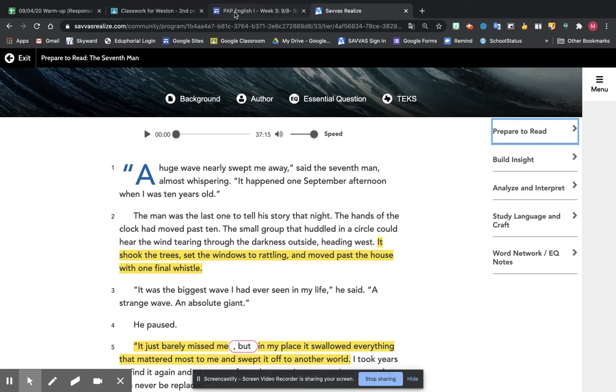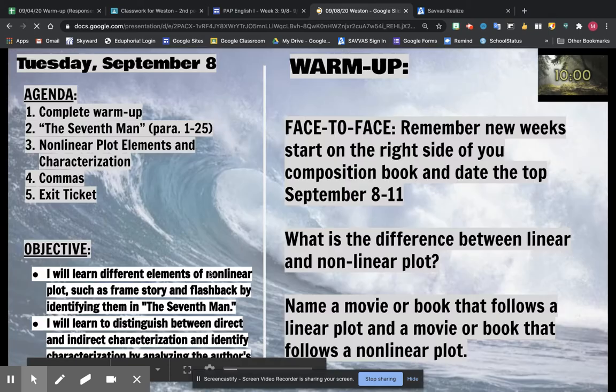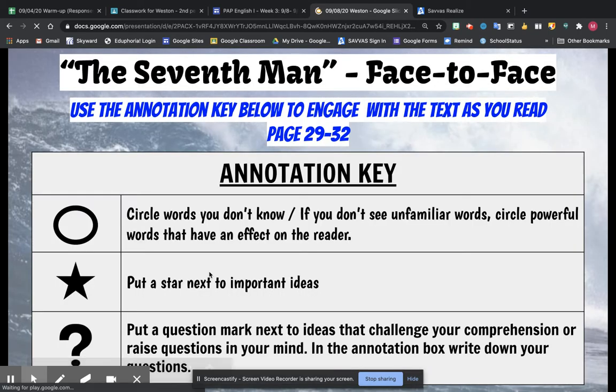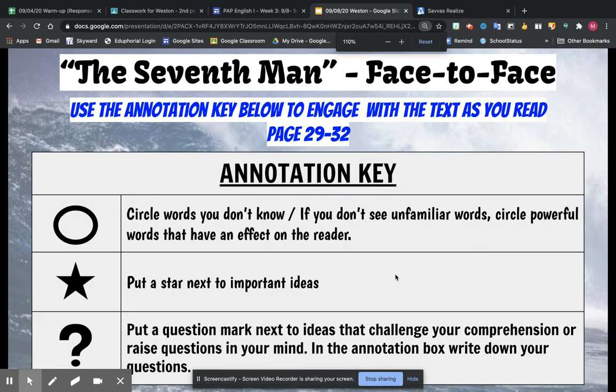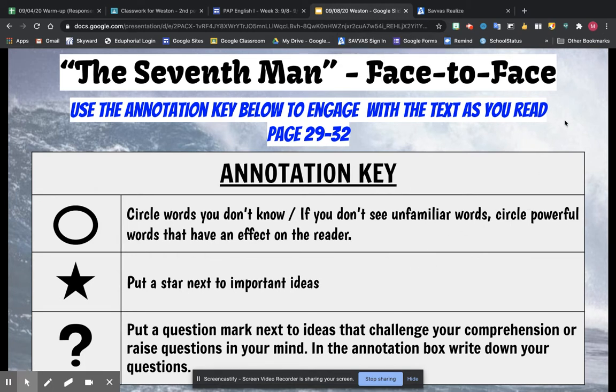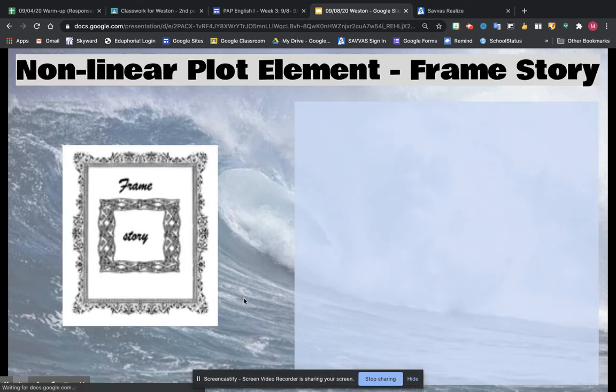If I go to the slides, let's go to the slides from Tuesday. So you had your annotation key. This is what you should have done on your first day or on Friday from reading. That's for the face-to-face kids. Here's the remote. This is what I expect your annotations to look like through your first read. So that's just the first read. We still have more work to do. That was from Friday after the test. This was assigned for you to do.